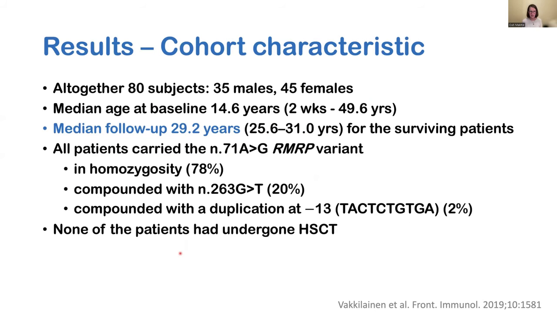So 80 subjects, mean age at baseline in 1992 was 14.6 years, and median follow-up now was approximately 30 years for the surviving patients. And we knew the genotypes. Most were homozygous for the major mutation, but some other mutations were also present, and none of these patients had undergone hematopoietic stem cell transplantation.